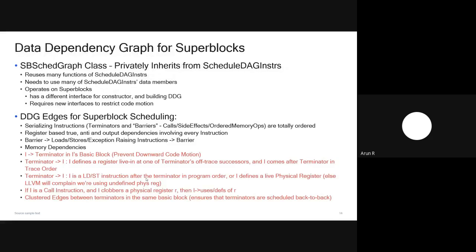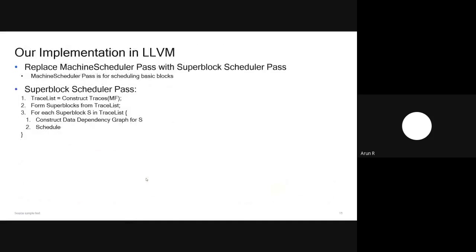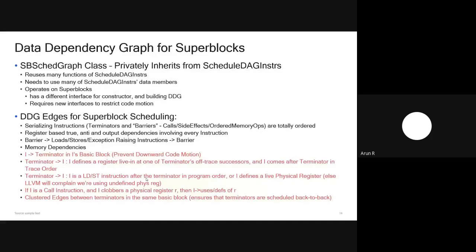So just to give a hint of the implementation details. We said that we have so many restrictions on code movement, right? We can't move instructions below a side exit. We cannot move loads and stores above their original basic blocks, all these things. So how do we implement this? We just add some dependency edges.